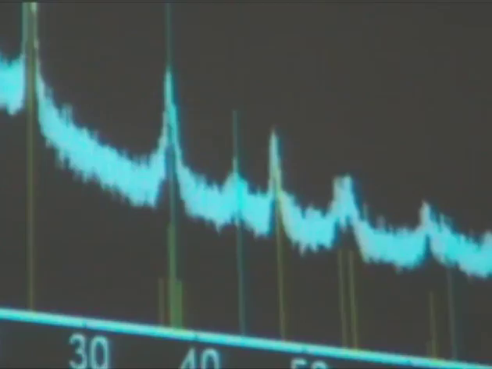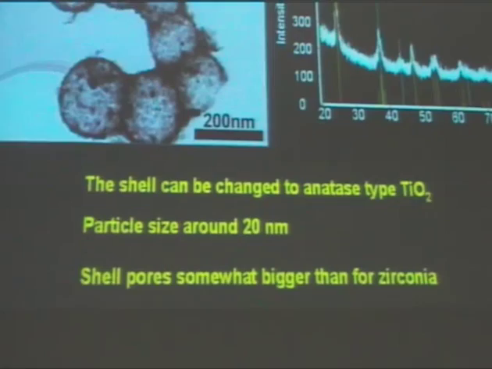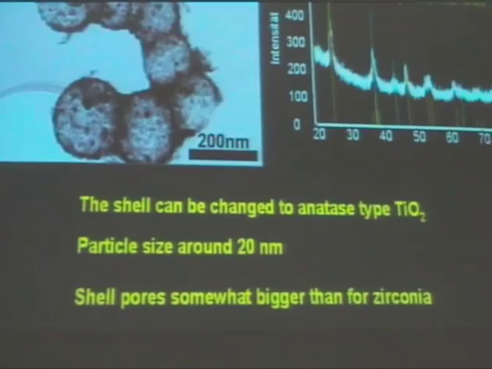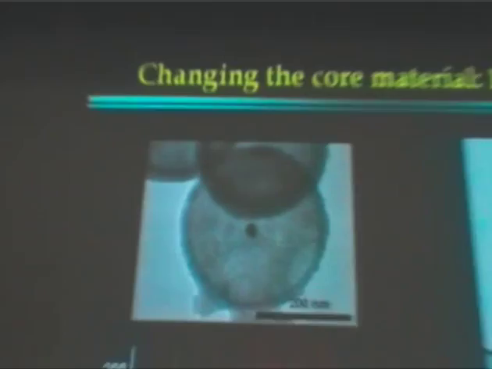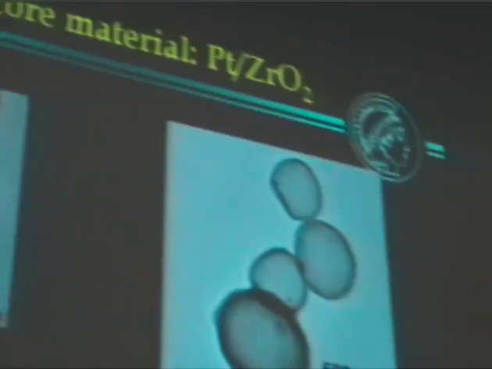Gold particle into a silica sphere, coat the silica sphere with titanium, leach out the silica, and you have gold in a hollow titanium sphere, which again is sinter-stable, but the titanium sinters earlier, so you cannot go to such high temperatures as for the zirconium. The one which we really wanted was not gold, we wanted a more attractive catalytic material like platinum, which is used in three-way catalysts, for instance, which you could stabilize by this method.